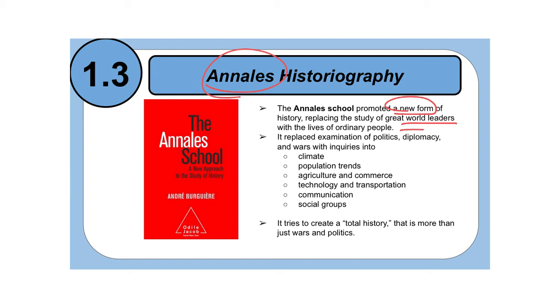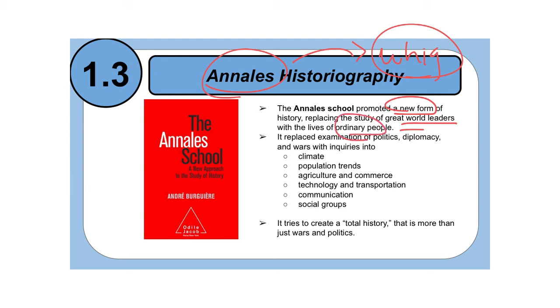Annals is kind of like a direct opposite to Whig, if that helps. Remember, the Whigs were talking about the history of great men and great powers and things like that. The Annalist history is like, no, history is not made by great men. History is made by ordinary people.